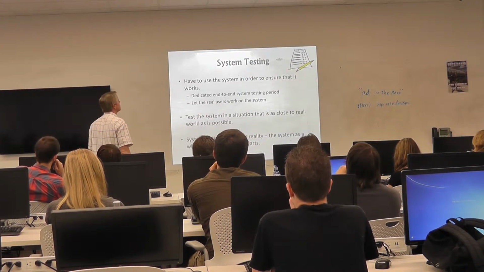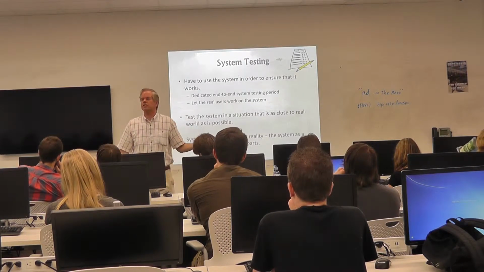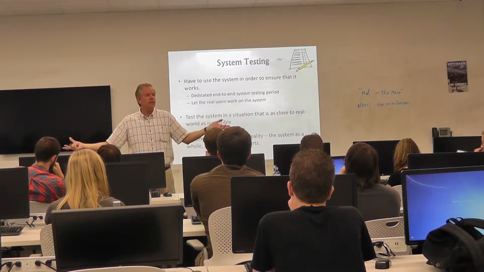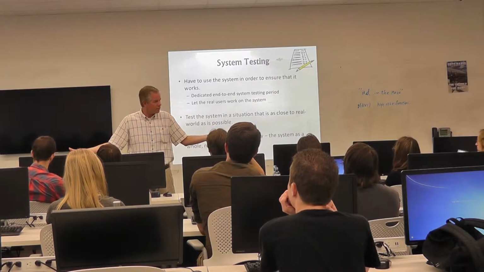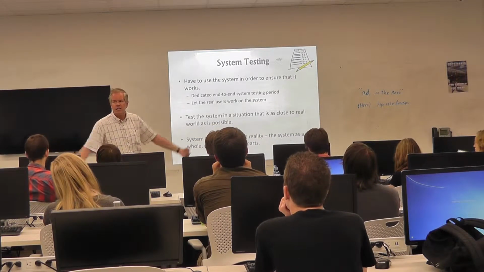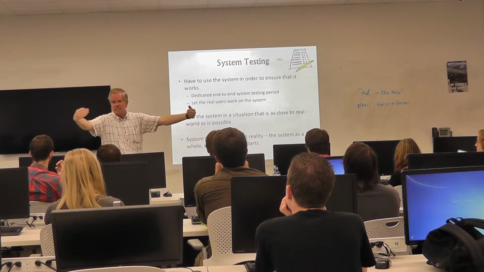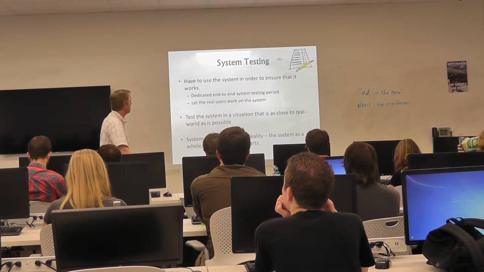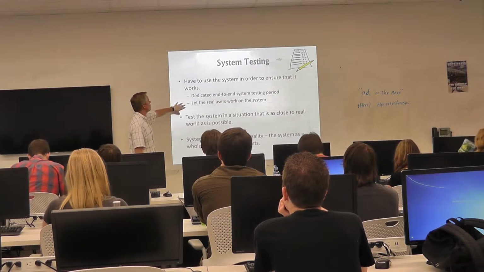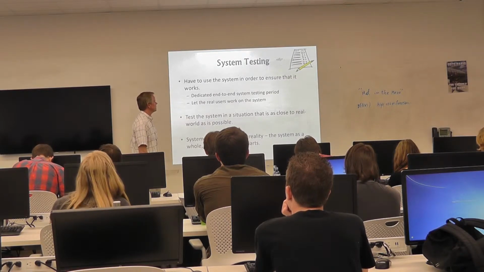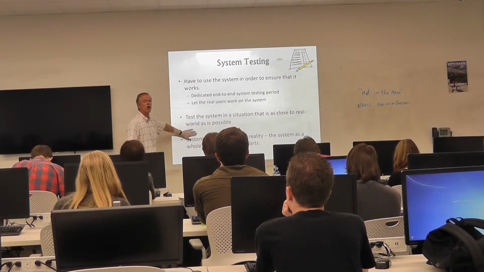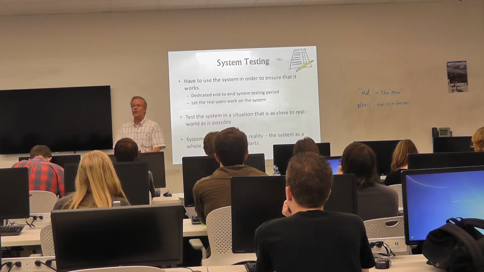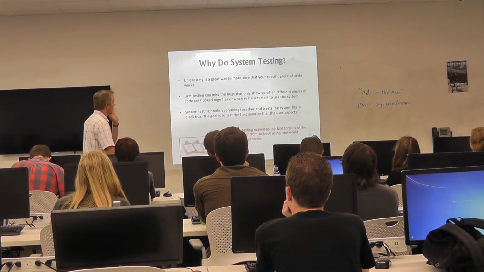Okay, system testing. If you're going to do system testing, what do you need? You can't do testing if you don't have a system, right? And what is a system, by the way? It's everything. You take everybody's stuff and pull it together and you call that a system. You have to use the system in order to ensure that it works. You test the system in a situation that's as close to the real world as possible, and it's all about reality. That's the whole purpose of system testing. We're trying to make it look as real as possible so we can see if the thing actually works in the real world.